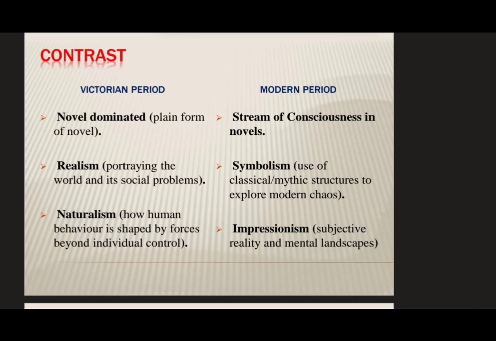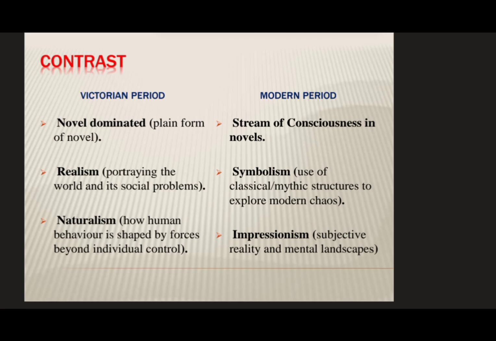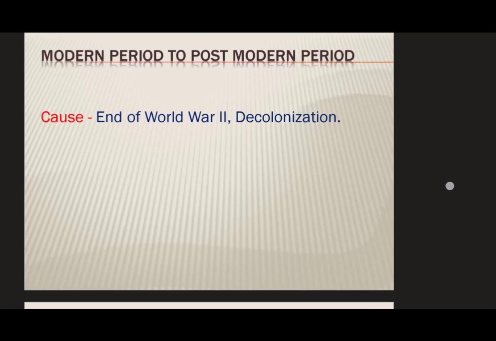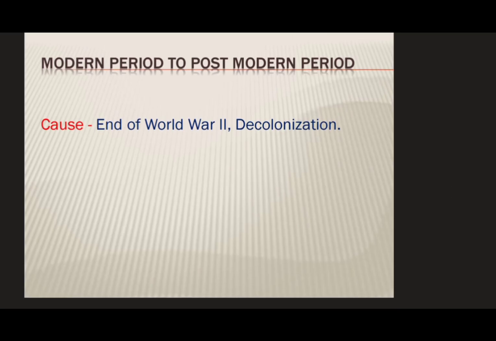Moving ahead, we have a shift from the modern period to the postmodern period due to the end of World War II, decolonization, the Cold War, and many other factors. Finally, the colonized groups were freed from the rule of the colonizers, and there was an end to the World War. Yet there was still the presence of the Cold War, and that led to various factors and reflections in literature.